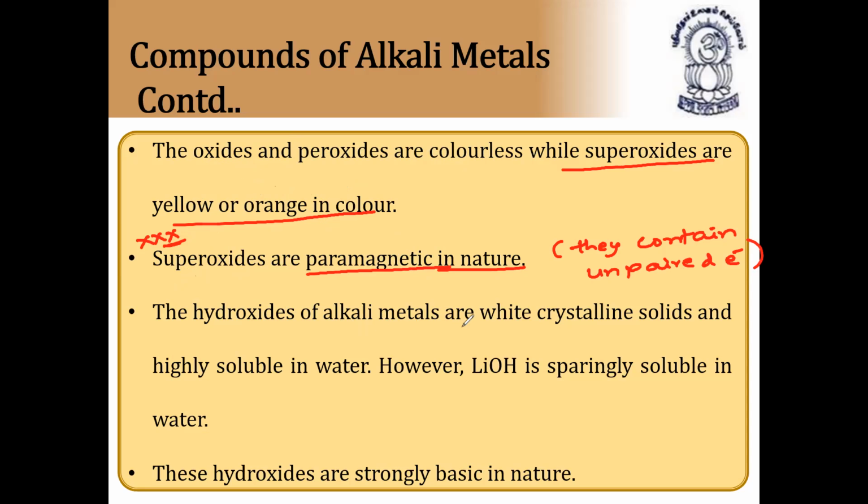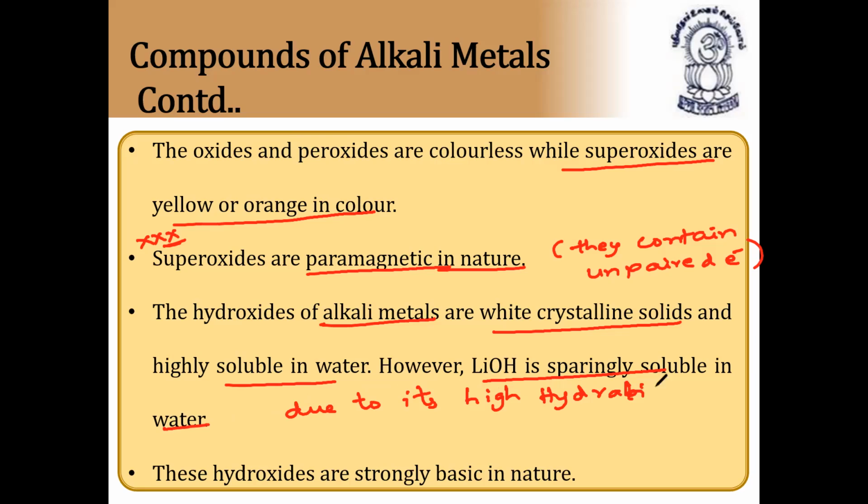The hydroxides of alkali metals are white crystalline solids. What are the hydroxides of alkali metals? Potassium hydroxide, sodium hydroxide, rubidium hydroxide, cesium hydroxide, lithium hydroxide. They are all white crystalline solids and highly soluble in water. However, lithium hydroxide is sparingly soluble in water due to its high hydration enthalpy, and moreover, it is covalent.